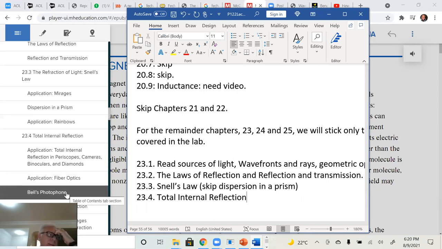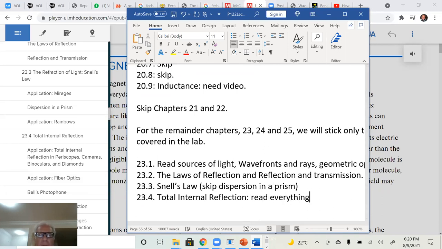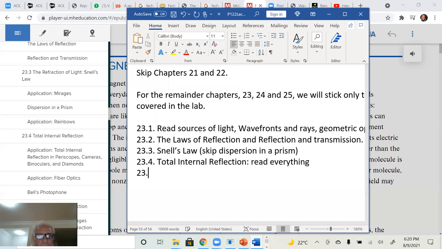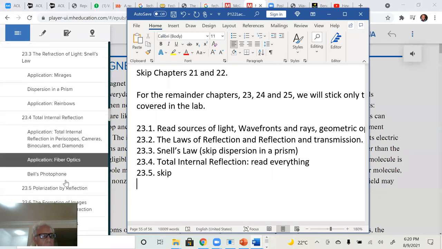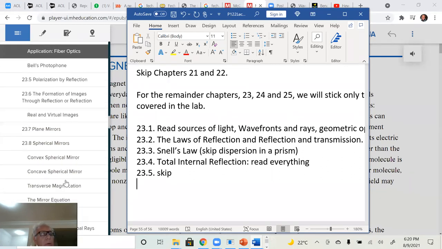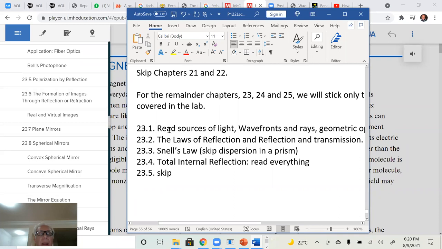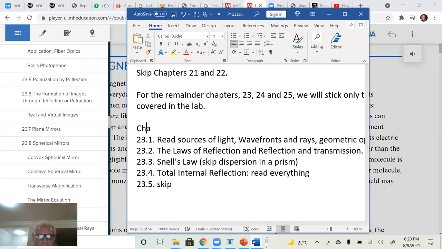Alexander Graham Bell patented a photophone, which is mentioned in some publications in optics. You can read everything, just an application of what we discussed here. Skip 23.5. We're not going to do polarization. And that's what we cover today, Chapter 23 for this lab.